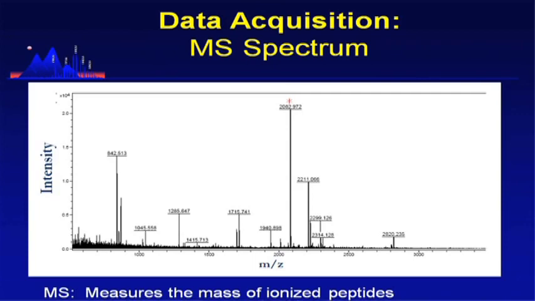So this is what a spectrum looks like that you get out of a time-of-flight mass spectrometer. The x-axis in your mass spectrum is always m over z, or mass over charge. And your y-axis is always intensity. These units here are very arbitrary.